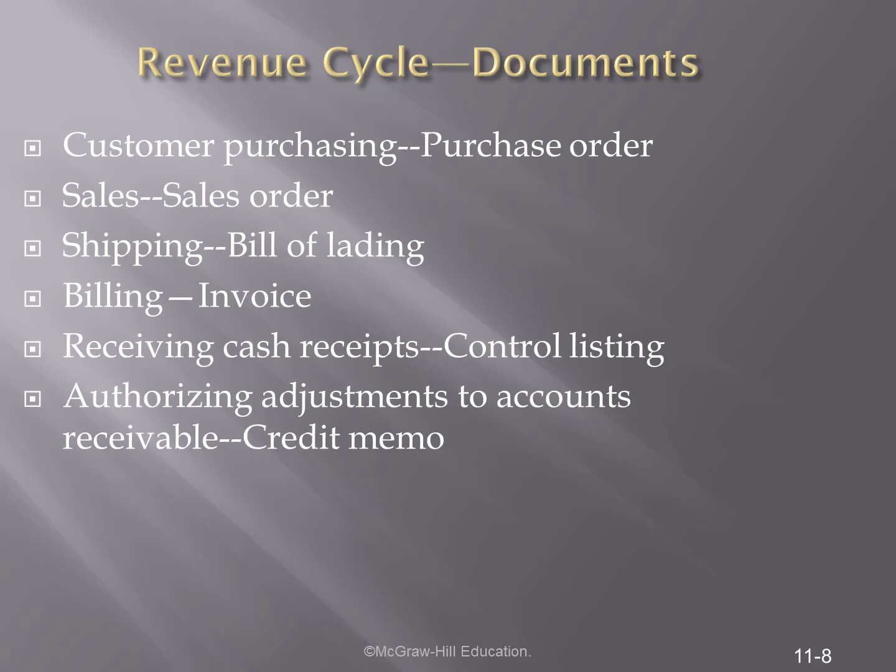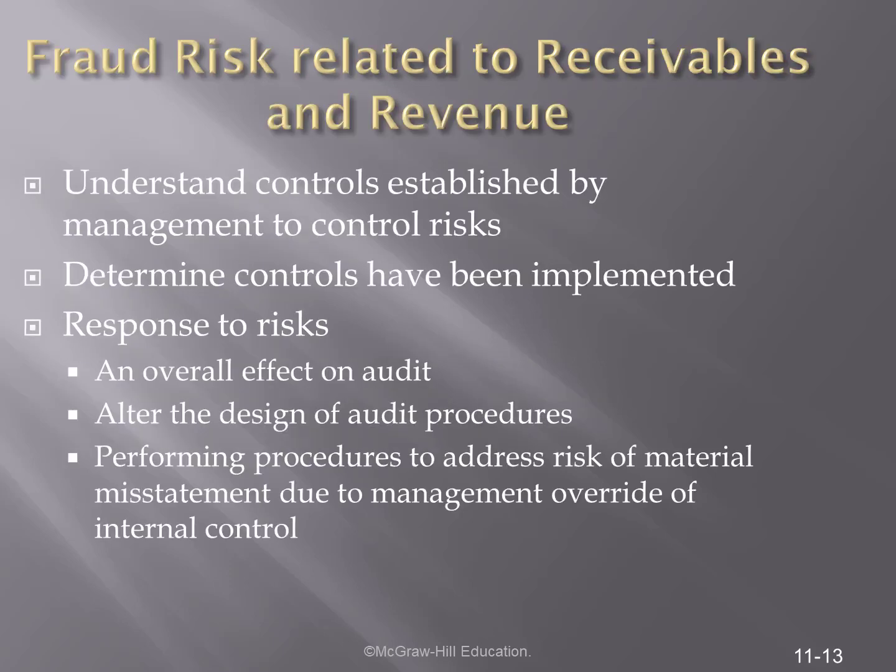We then need to understand that there was a cash receipt, that it was posted to the appropriate account, and that any adjustments, credit memos, returns, and otherwise are accounted for and authorized appropriately. As part of our assessment of accounts receivable and revenue, we need to understand that fraud risks exist. To assess fraud risk, we need to understand the controls that management has put in place. We need to understand not only are they there, but are they working effectively? As we talked about before, we're also interested in understanding what management is doing in terms of assessing the risk.